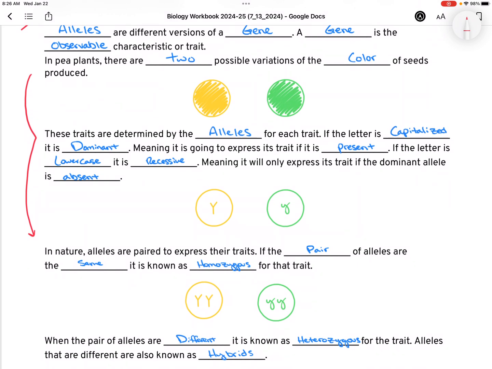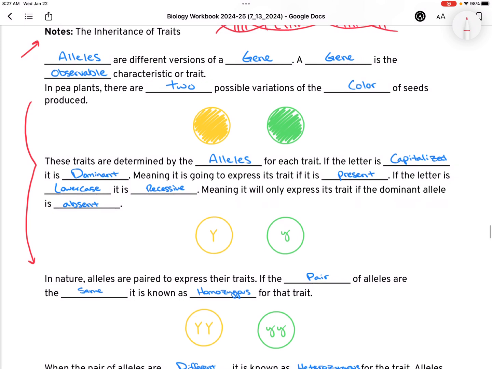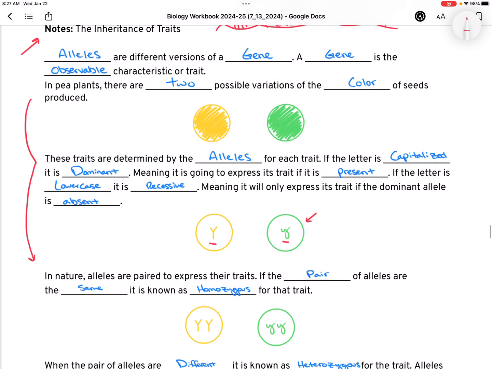Now, these traits are determined by alleles. So the traits of yellow and green are determined by the different types of gene variation. For each trait, if the letter is capitalized, it is dominant, meaning it's going to express the trait if it is present. If the letter is lowercase, it is recessive, meaning it will only express its trait if the dominant allele is absent. In this example, yellow is dominant because I have a capital Y versus a lowercase y. The lowercase y is recessive, and the capital Y is dominant.